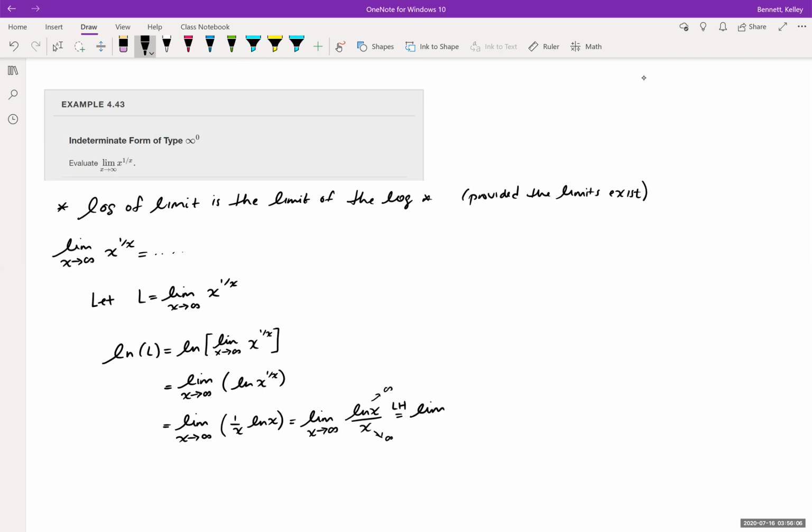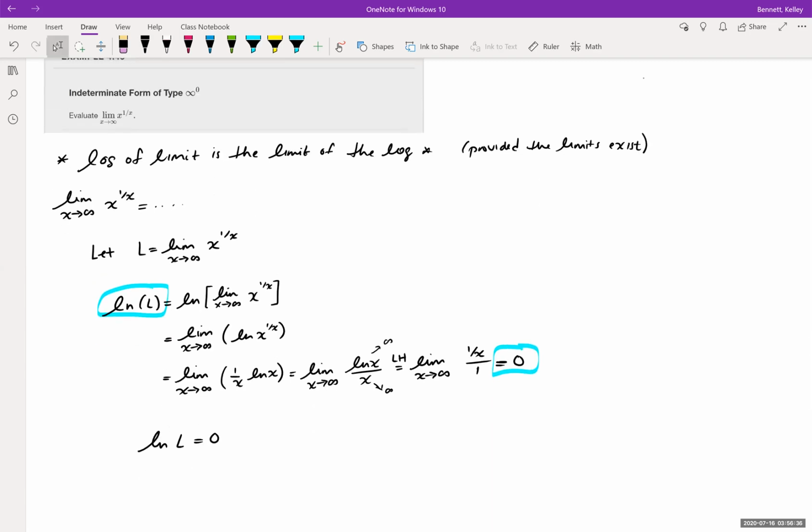I still haven't evaluated the limit yet, but I am going to take the derivative. So 1 over x over 1. Certainly as x goes to infinity, this is 0. So our limit is 0, right? No, it's not. The natural log of the limit is 0. So be really careful with this step. What we have is that ln of L equals 0. So if the natural log of something is 0, that something has to be 1.